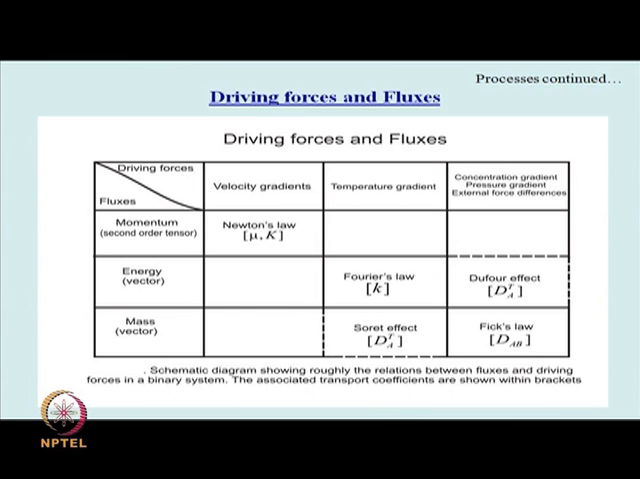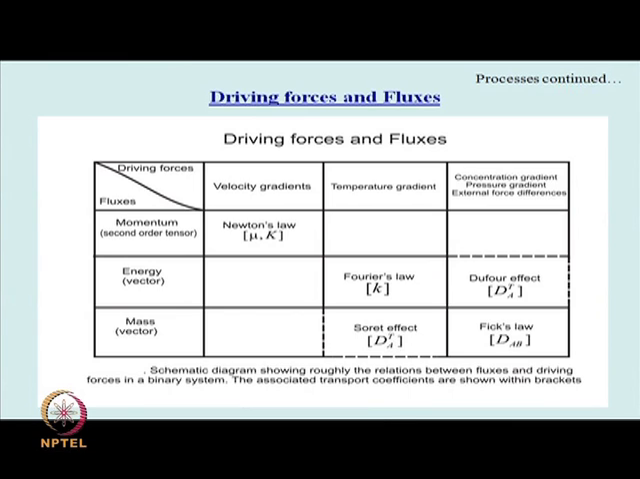So, these three laws and these three processes we are familiar with, that is Newton's law, Fourier's law, and Fick's law, tell us the magnitude of momentum, energy, and mass transport.